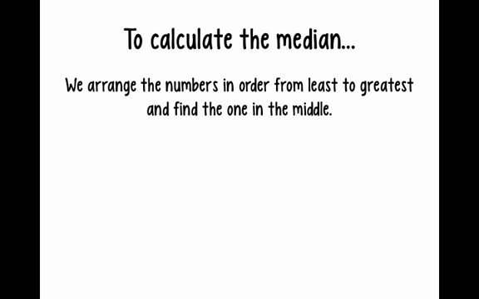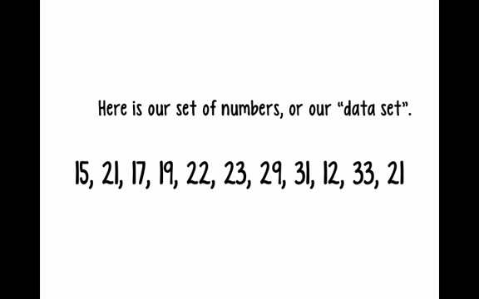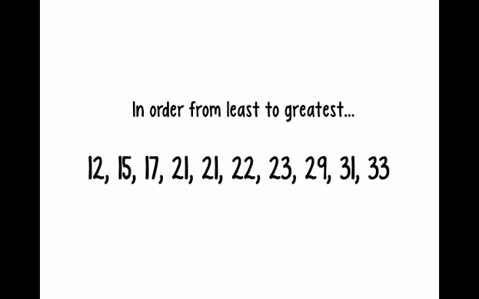To calculate the median, put the numbers in order from least to greatest and find the one in the middle. So here's our data set. Again, same list of numbers, same answers, a number of pages read in 20 minutes. And I rearranged them. I put them in order from least to greatest. So in that order, 12, 15, 17, 21, 21, 22, 23, 29, 31, and 33.